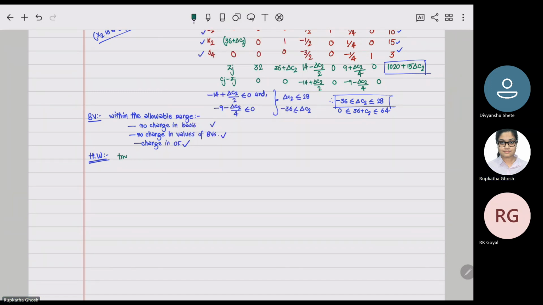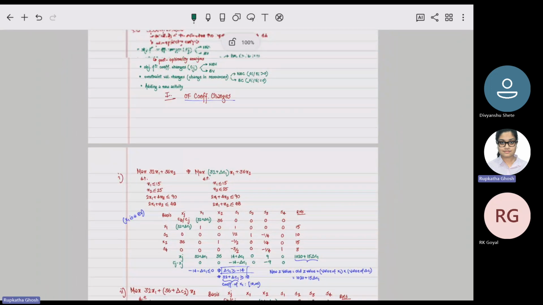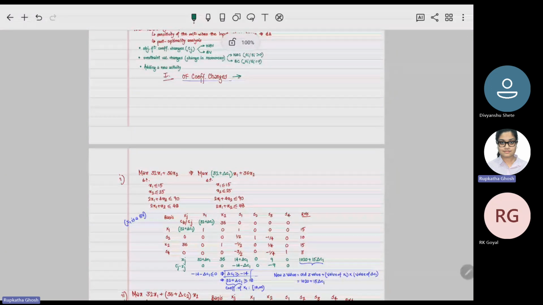Try to change the coefficient of a non-basic variable in this simplex table only, and then you see what happens. So this was the first case that I wanted to discuss. I have discussed only for a basic variable. Please try it out for a non-basic variable; that is left for you as an exercise.